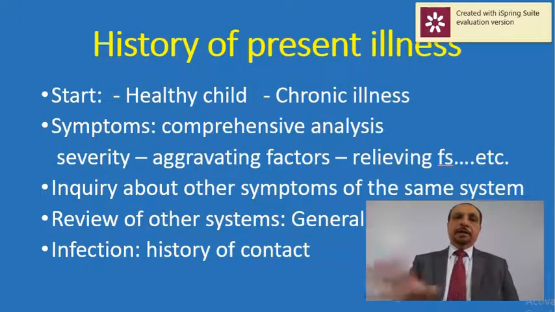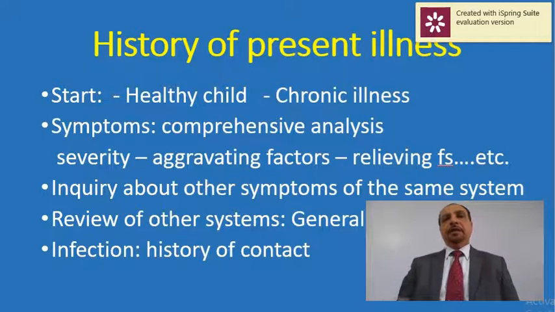So the start of the history of present illness will depend on whether the child originally was healthy or has a chronic disease. Then we will start to speak about the symptoms, to take them in detail, to dig for the symptoms, to do a comprehensive analysis for each symptom.